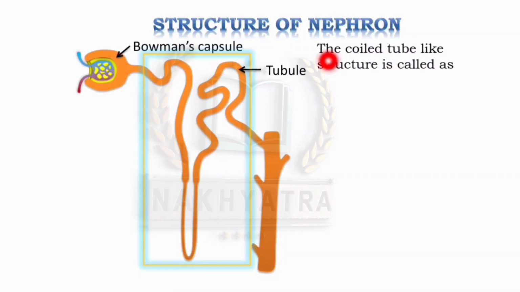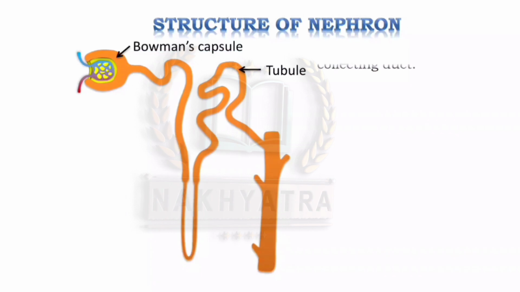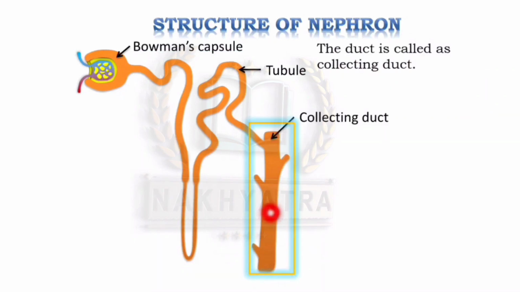The coiled tube-like structure is called the tubule. Next, see, the duct is called the collecting duct.